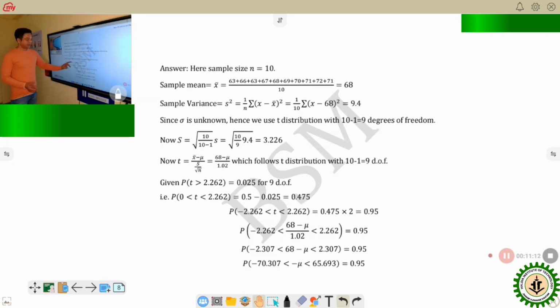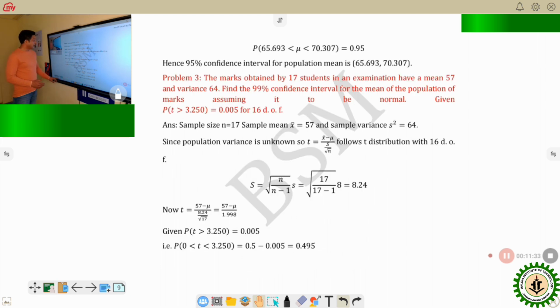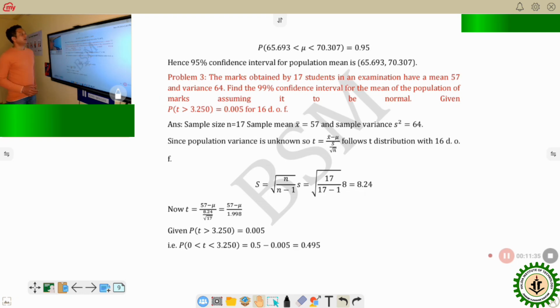So in terms of probability, 0.95. Now put the value of t, which is 68 minus mu divided by 1.02. Keep the mu in the middle and move the rest of the portion to both sides, and you will get the interval, minus 65.693, and this is the value for the probability of mu. So this is a 95% confidence interval for the population.